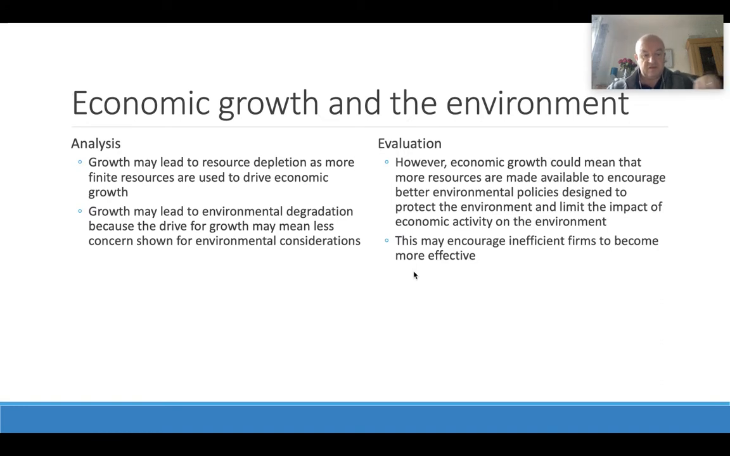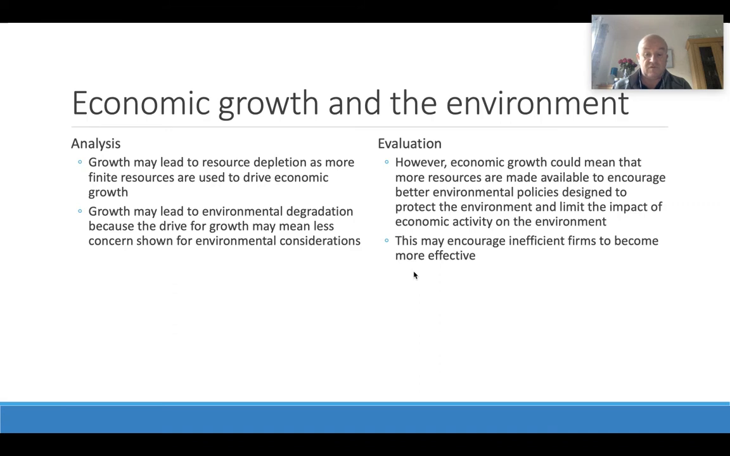So if we're looking at the analysis and evaluation for the third example, we talked about growth leading to resource depletion, because the more that we use up our finite resources which are being used to drive economic growth, the less options we've got. And clearly, if we think about this principle of growth, growth, growth, and rapid growth, the argument is that that can lead to environmental degradation, because there might be a bit of a blind eye turned, less concern about environmental considerations, and clearly that could be a significant issue.